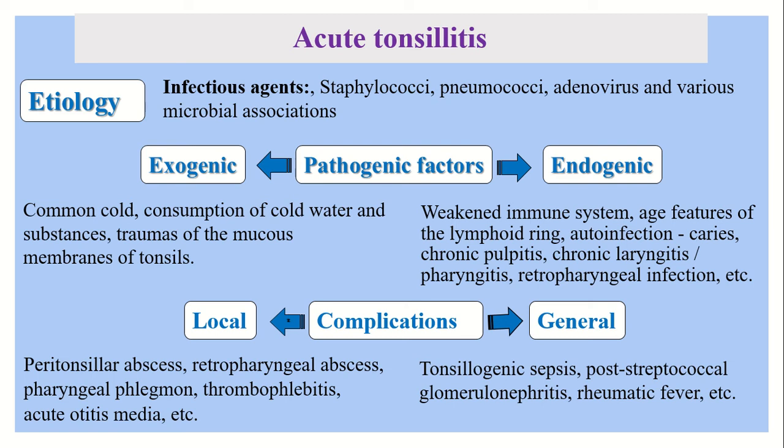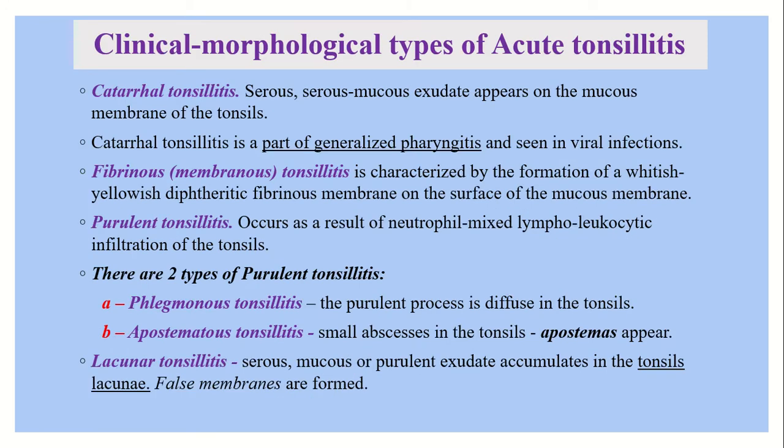Which complications can we see during acute tonsillitis? They are divided into local and general. Local complications may be peritonsillar abscess, retropharyngeal abscess, pharyngeal phlegmon, thrombophlebitis, and acute otitis media. The general ones are tonsillogenic sepsis, post-streptococcal glomerulonephritis, rheumatic fever, and so on.